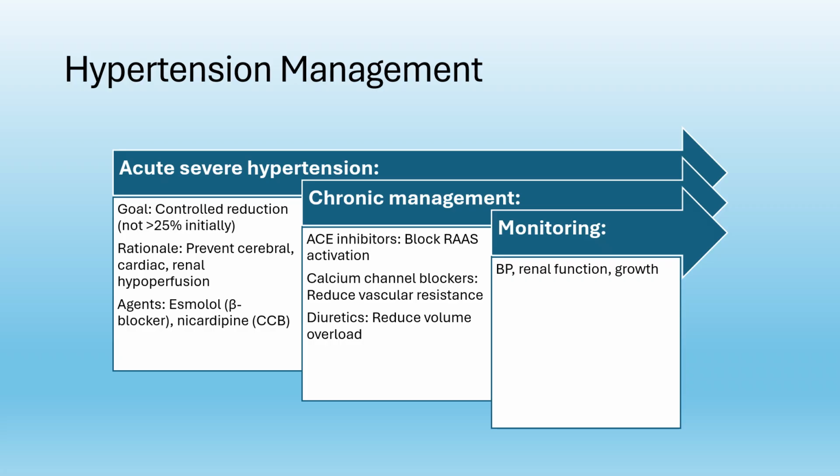Esmolol represents an ideal agent for acute management due to its ultra-short half-life and beta-selective blockade. The drug reduces cardiac output through negative chronotropic and inotropic effects while avoiding peripheral vasodilation that could cause precipitous drops. Its rapid onset and offset allow minute-to-minute titration.